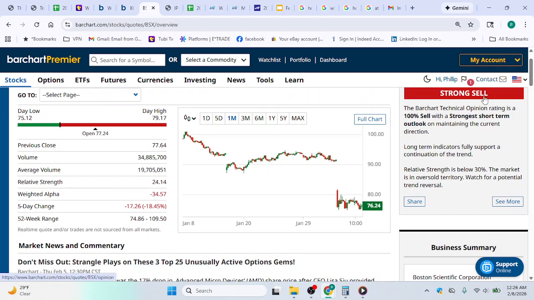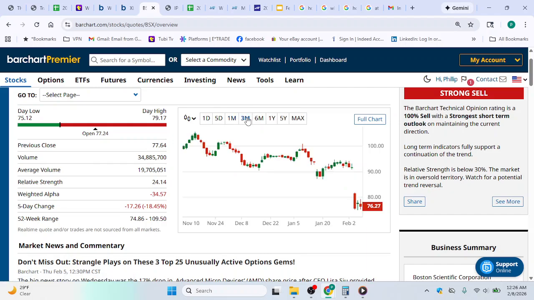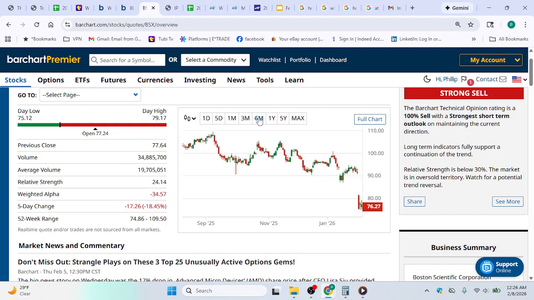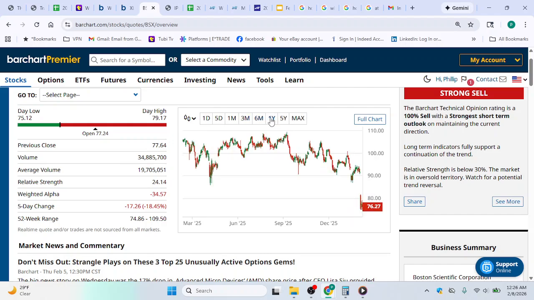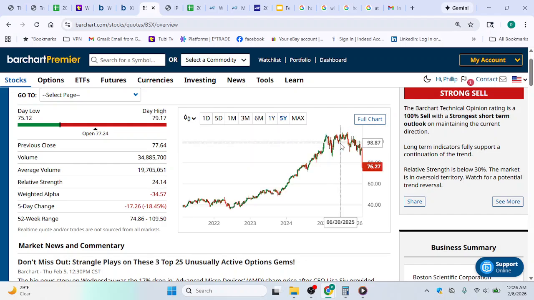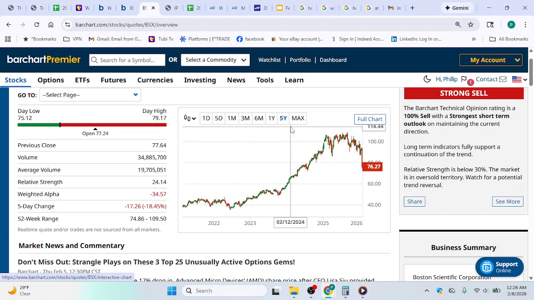But you can see here quickly just on a 1-month chart, this stock is gapping down, going sideways, gapping down. That's not something that you would want to buy into. Here's a quick 3-month chart showing the same price action. A 6-month chart, 1-year chart. You can just see the downtrend. And you can see that stage 3 top, in my opinion.